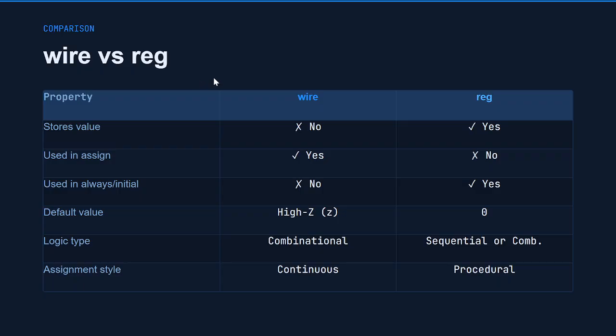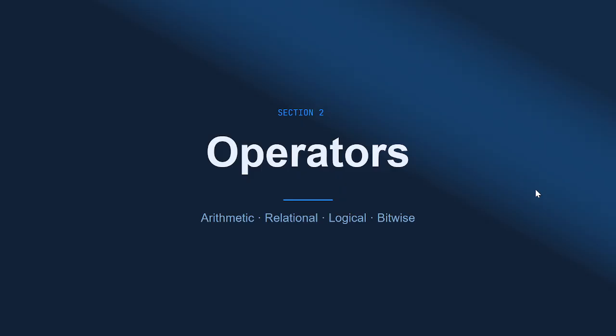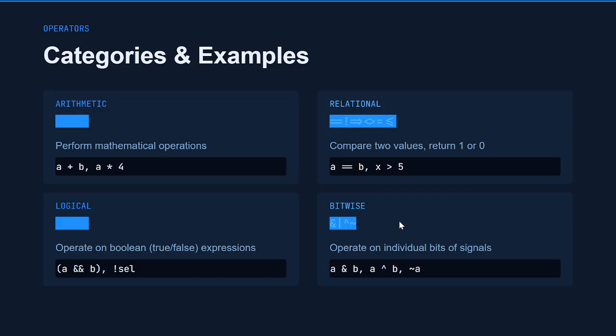Next we are going with operators. I hope everyone will be familiar with these operator concepts, because this concept is somewhat the same as in every other programming language. The types of operators we have in Verilog are arithmetic, relational, logical, and bitwise operators.